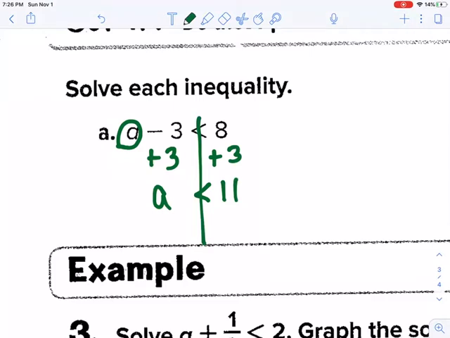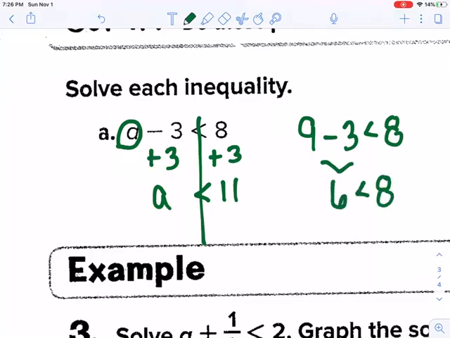And I'm going to pick 9, okay? If I plug 9 in, does that make a true statement? Well, 9 minus 3 is 6. Is 6 less than 8? Yes, so you know then that this is a true statement, that anything less than 11 would fit into that inequality.